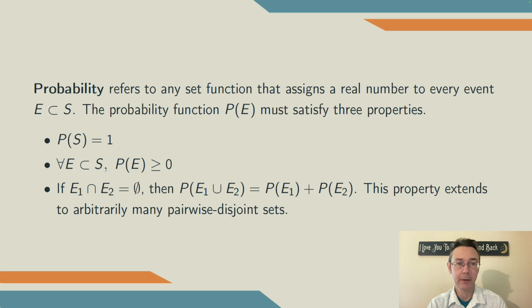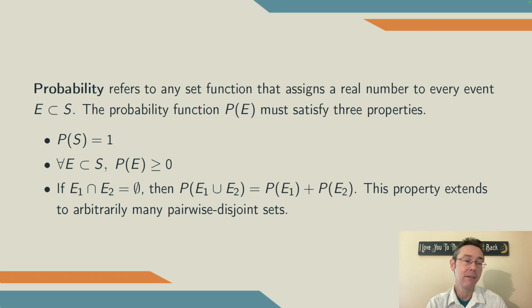The word probability refers to any set function that assigns a real number to every event in the sample space. So remember, an event is a subset of the sample space, which itself is the set of all possible outcomes. This probability function P has to satisfy three properties. First of all, P of S is 1. Basically, the probability that something happens is 1.